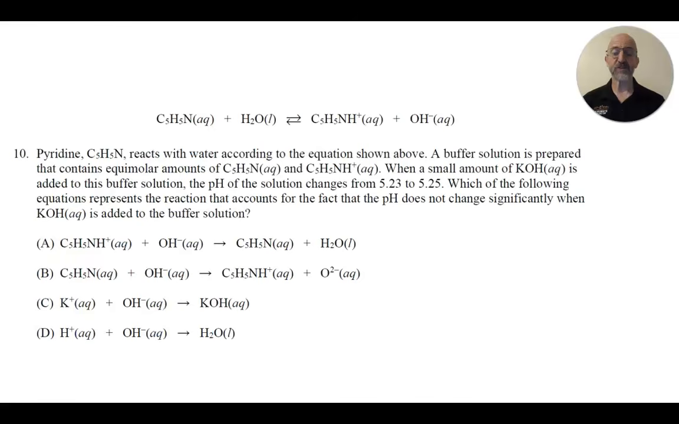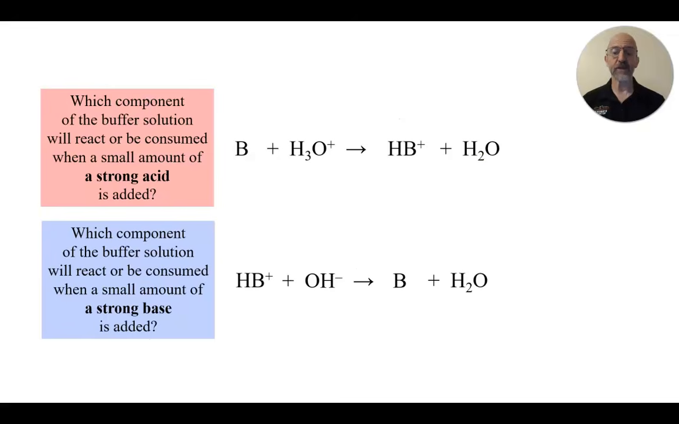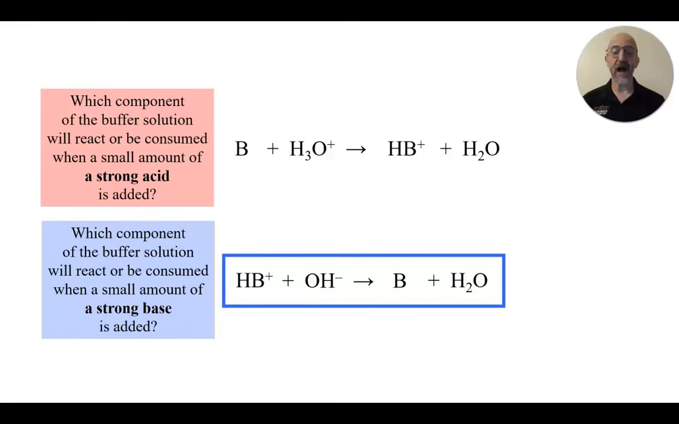Now, back to this particular question. So pyridine would be like that capital B in the slide that I just showed you. And so we have the weak base, capital B, and then we have the conjugate acid HB+. Let's remember that a small amount of a strong base, potassium hydroxide, was added as described here in question 10. So what we're looking for is the hydroxide ion reacting with the conjugate acid, or the HB+, to produce the conjugate base and water.